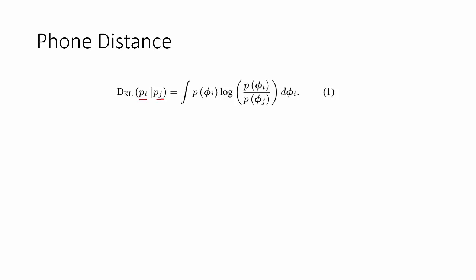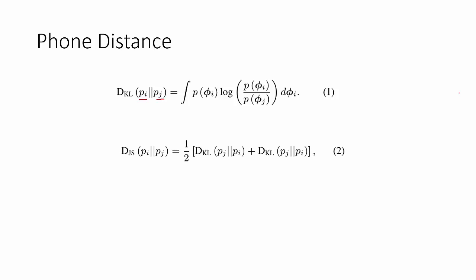We can calculate the KL divergence between the Gaussian mixture models of the two phonemes, and this is just a measure of how similar are the two distributions. So it gives you a distance function between every pair of distributions of Gaussian mixture models. So this is a fairly standard equation that tells you the difference between two distributions, and it's called the KL divergence.